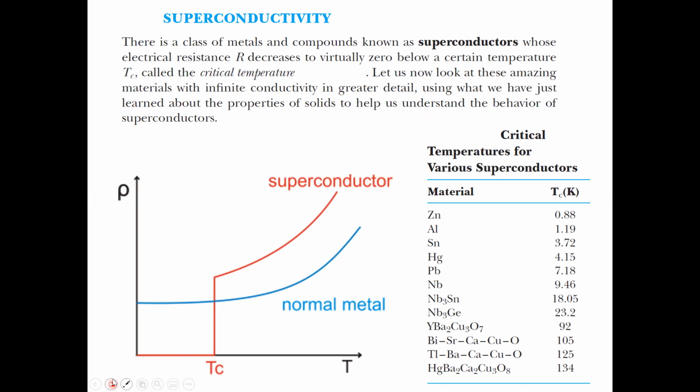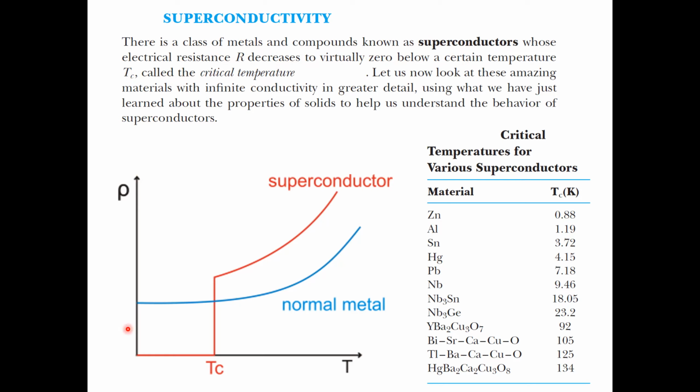What is superconductivity? Now let's take a look at the word superconductors first. There is a class of metals and compounds known as superconductors whose electrical resistance R decreases to almost zero below a certain temperature Tc called the critical temperature.